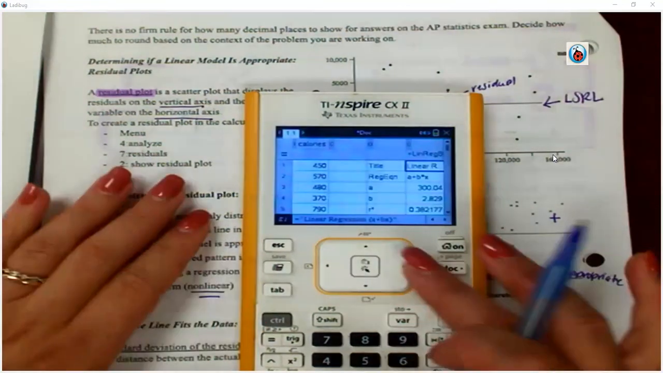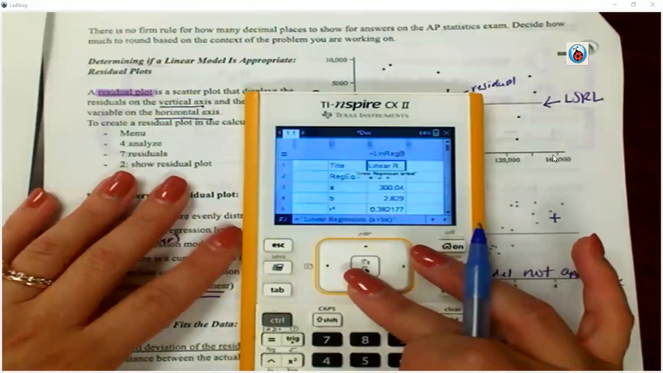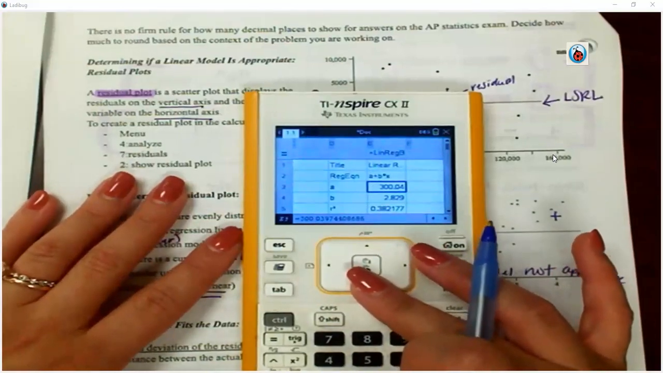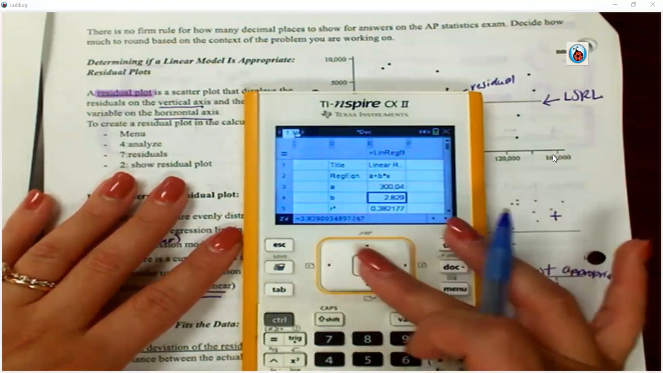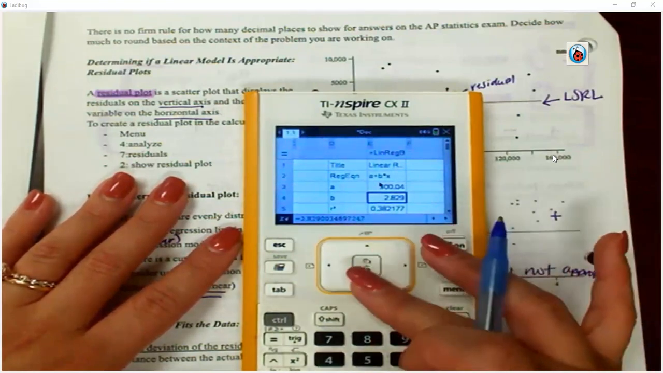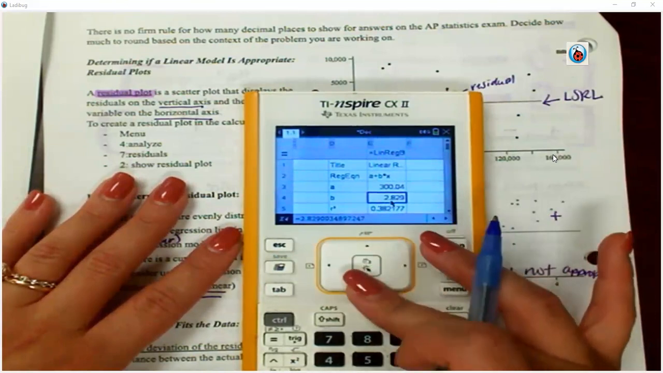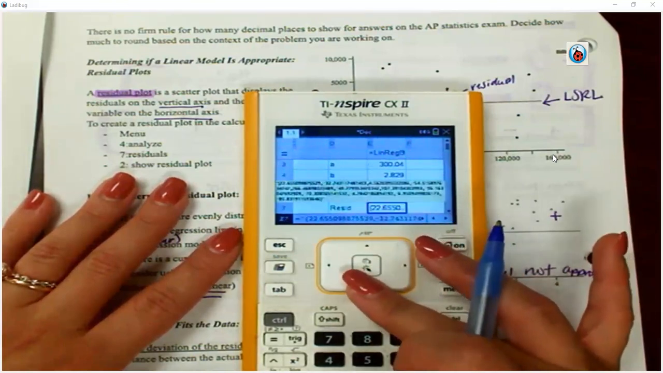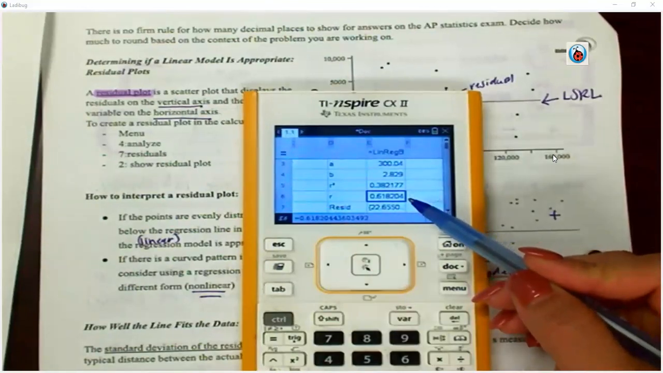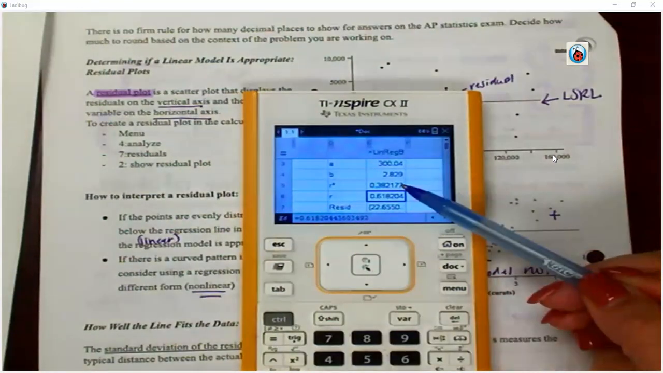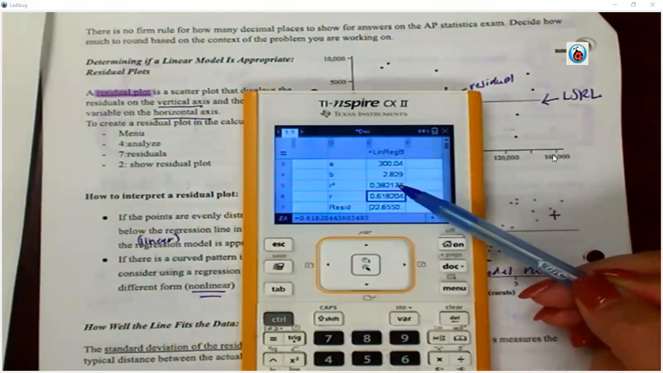Hit enter. You can see here, whenever I create this linear regression, it gives me my A and my B value. Remember, your A is going to be your y-intercept, and your B value is going to be your slope. You are also given these other values of your R, which is your correlation coefficient, and we're going to eventually talk about R squared, which we're going to see in a second.